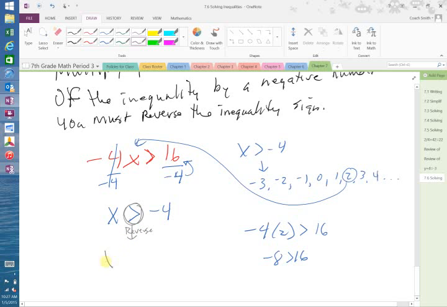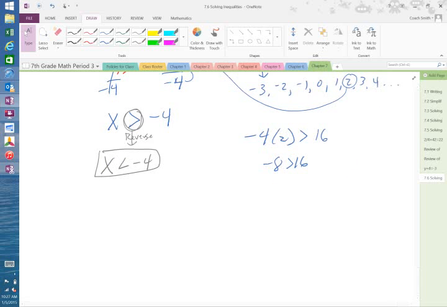So, x is less than negative 4. x has to be less than negative 4 to make the inequality true. Okay, now let's test that theory. x less than, not equal to, x less than negative 4 would mean negative 5, negative 6, negative 7, negative 8, negative 9, and so on.